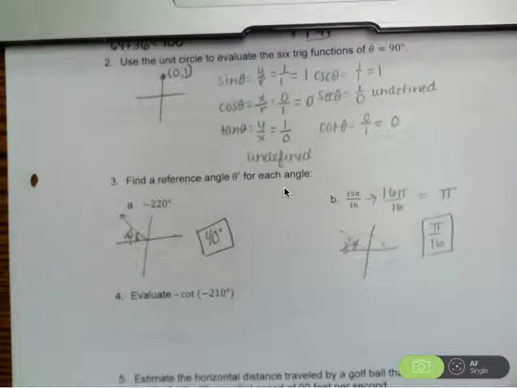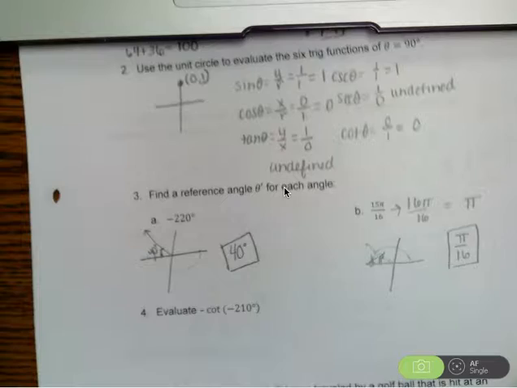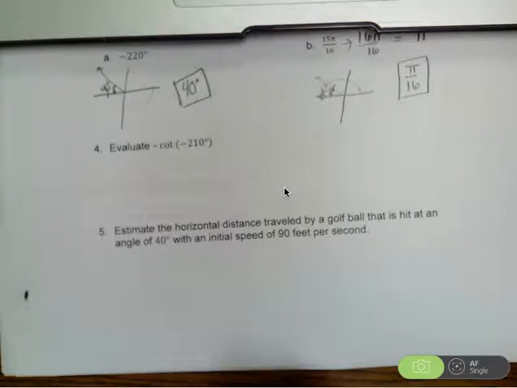Don't think too hard on these. These are really easy to overthink. Don't do it. Number 4, evaluate the negative cotangent of negative 210 degrees.